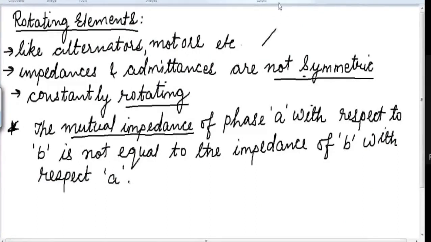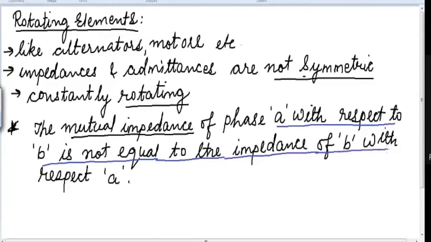In case of the mutual impedance of the rotating element, the mutual impedance of phase A with respect to B is not equal to the impedance of B with respect to A. If I want to write it in mathematical form, let us see. I can write it in this way: ZPQAB will not be equal to ZPQBA. Is that clear, everyone? Please reply on the chat box.